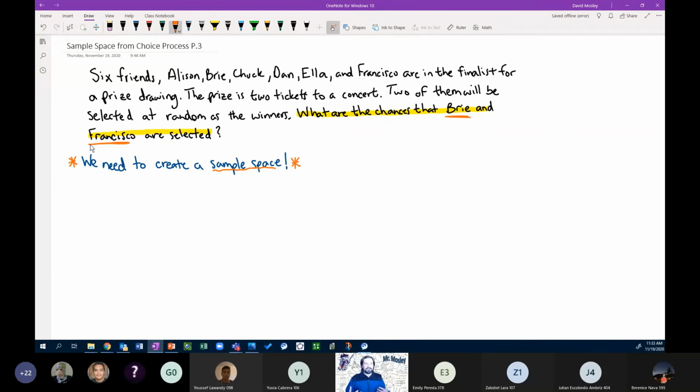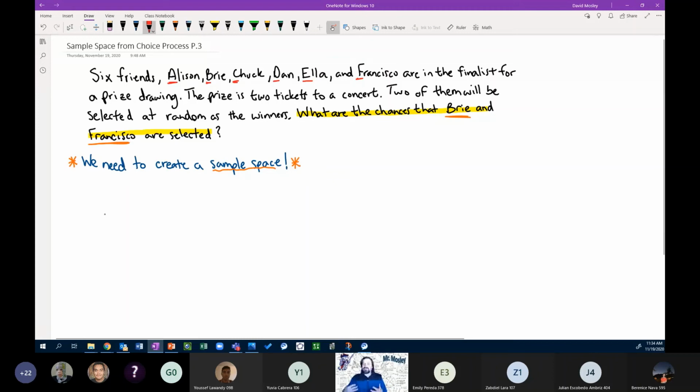Right? In order to solve this, we need to create a sample space that illustrates all the possible outcomes of choosing 2 people from that set of 6 people. The best thing we can do is, instead of using the names, use the first letter of all of their names to create our sample space. So A would be Allison, B would be Bree, C is Chuck, D is Dan, E and F. I did this on purpose so they all had different letters to start their name.